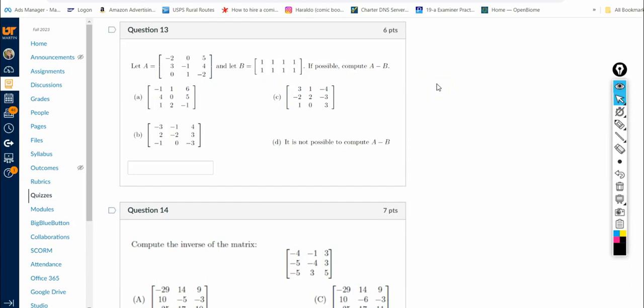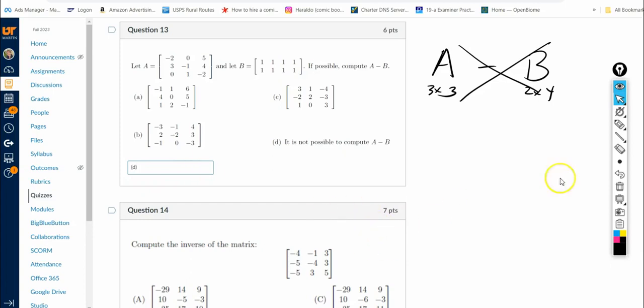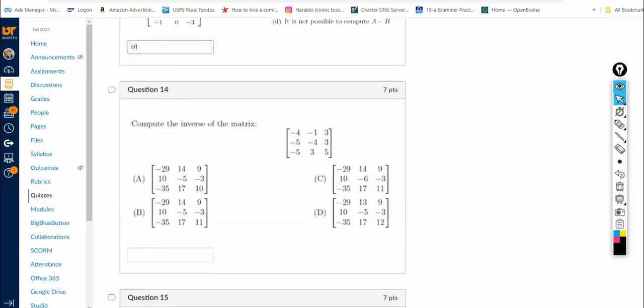We can't do that. A minus B. Well, A is a 3 by 3 and B is a 2 by 4, and you can only add or subtract matrices if they have the same dimensions. So this does not exist. It's not possible to do that. It should be okay if it's capital, but make sure.